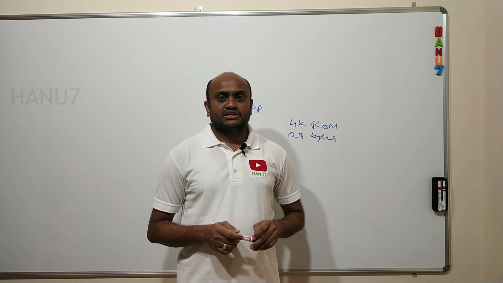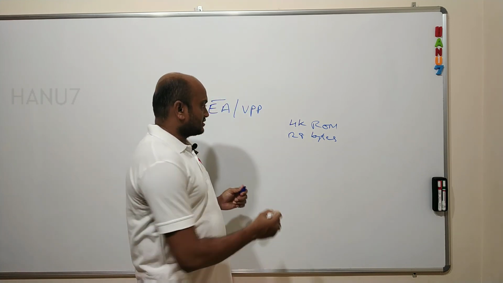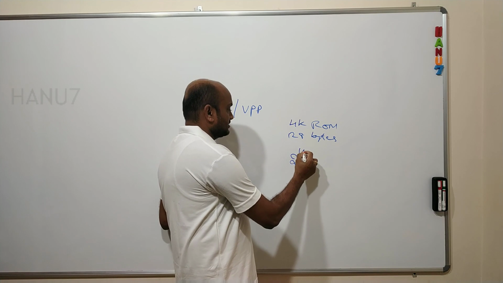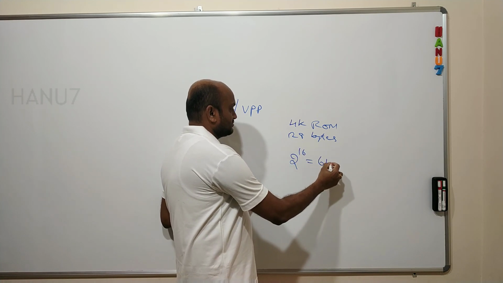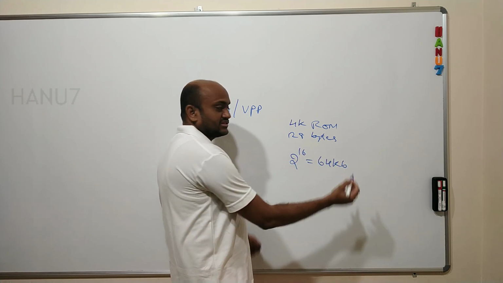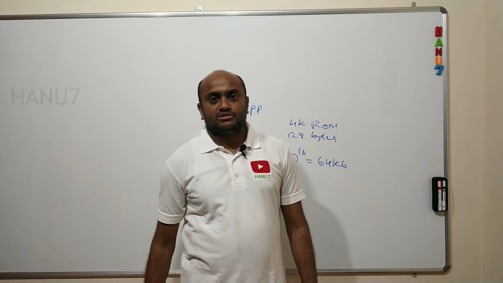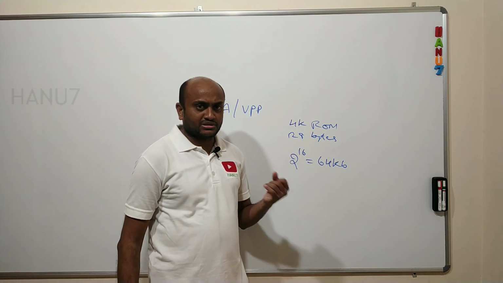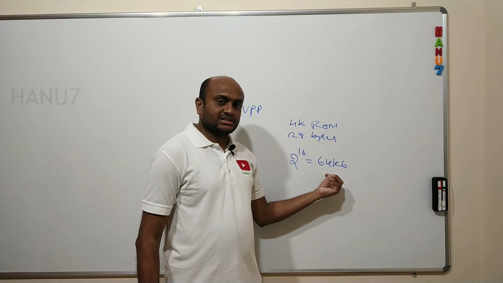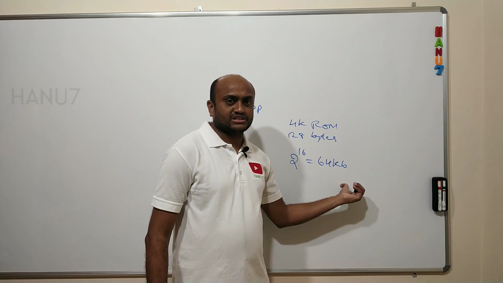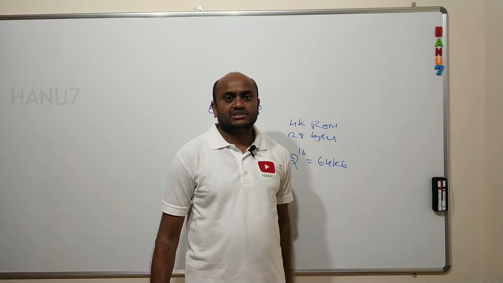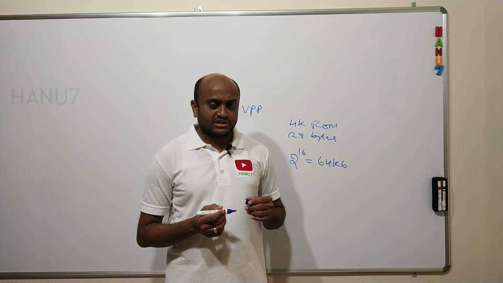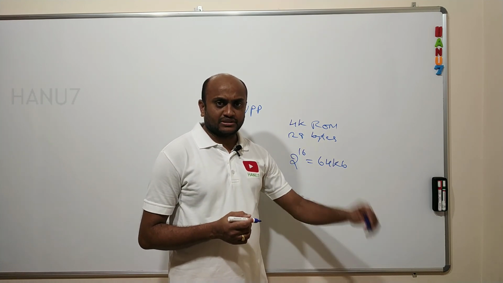Because we have 16 address lines, by the formula 2 to the power of 16, we can get a maximum memory of 64 KB. That means the microcontroller 8051 can interface memory externally up to this extent. The maximum memory capacity is 64 KB only. It cannot handle more than 64 KB.